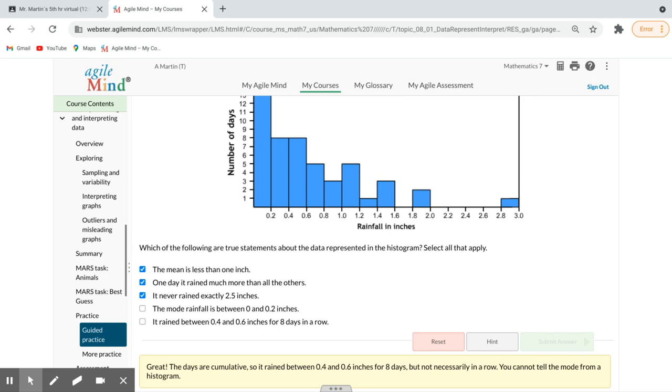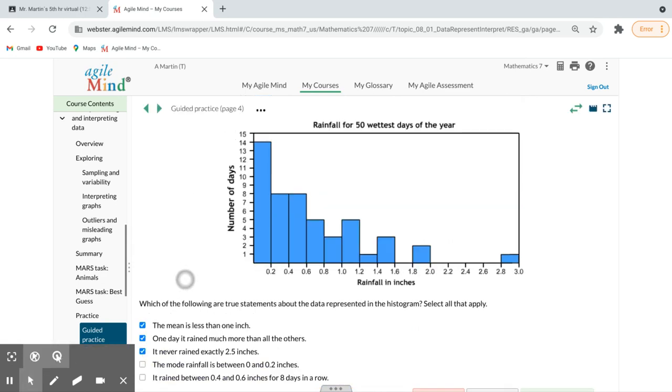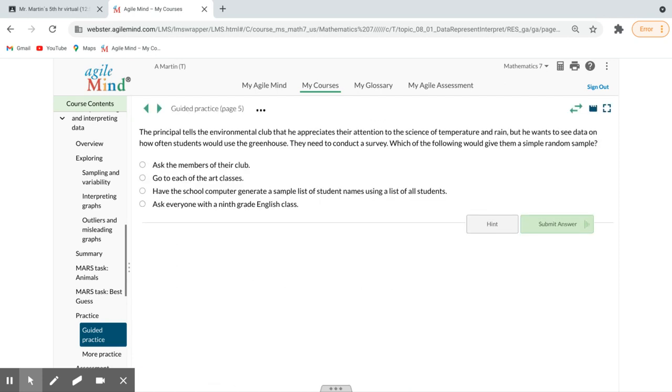We cannot tell the mode from a histogram because we need the what? Number set? Yeah, we need the data set or the number set. Good. Data set. All right. Looking at this one.